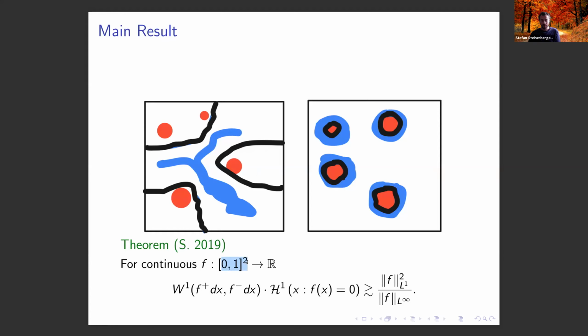So if you have a function on a unit square with mean value 0, and you look at this uncertainty quantity, the cost of transport from the positive part to the negative part: if this is very, very small, then the length of the zero set, this is the one-dimensional Hausdorff measure, has to be very large.